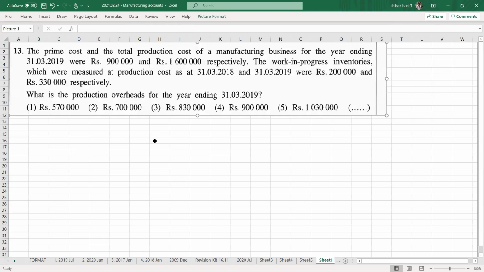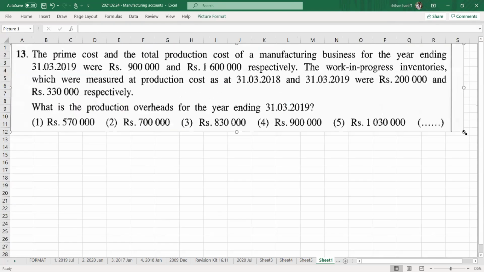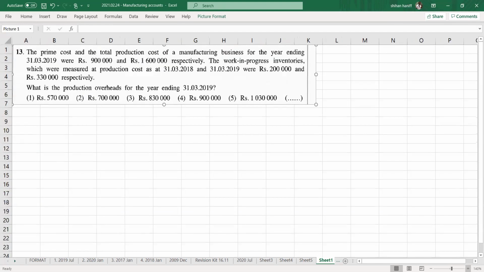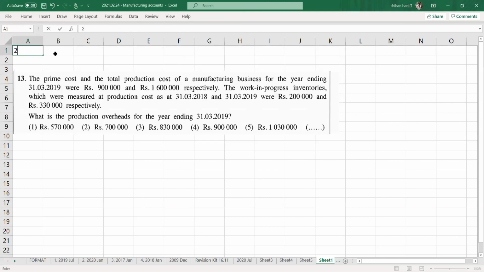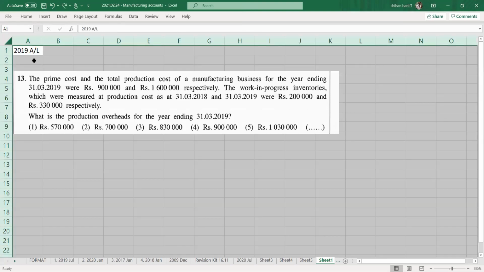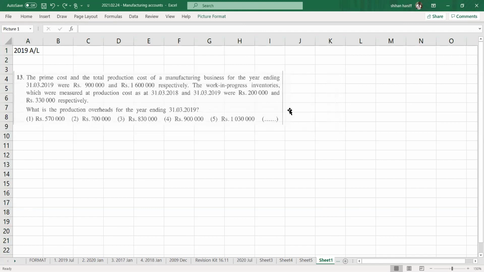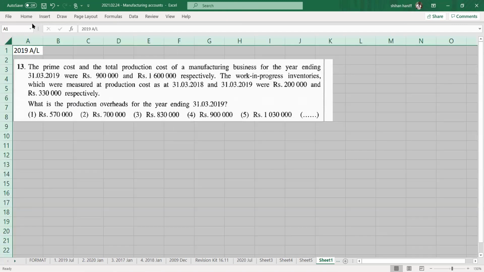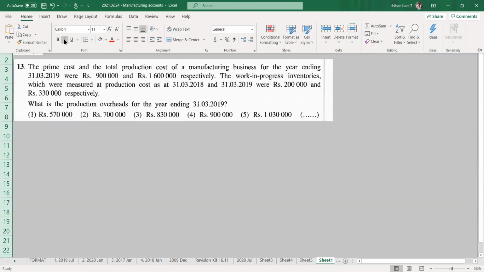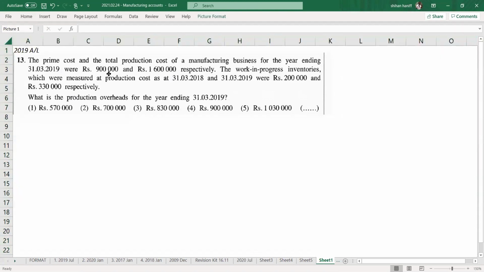Let's do another past paper question. This is actually from the 2019 paper. Those days we had a separate question from manufacturing account. Now they are giving this as an MCQ. You don't get a separate question most of the times. It will be an MCQ question.